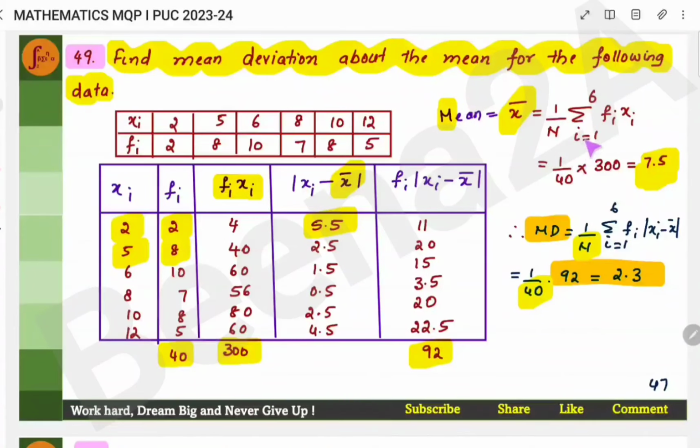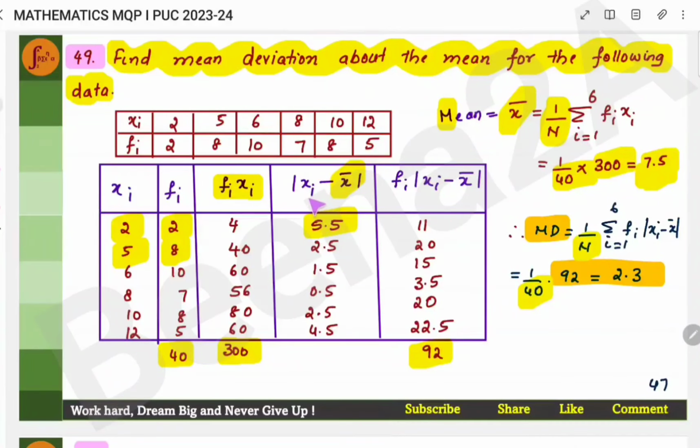Now you find the mean. What is the formula? 1 by n into summation of fi into xi. So you found the summation of all these fi into xi, which is 300. And what's the total of all these fi's? It's 40. So 300 by 40, 7.5. This is the mean.